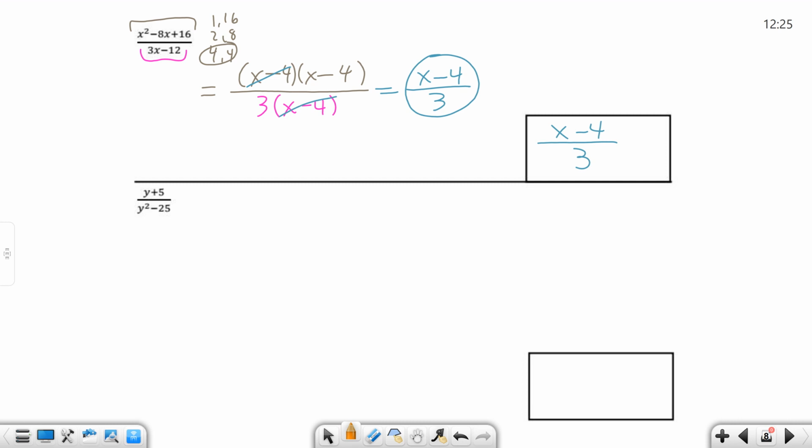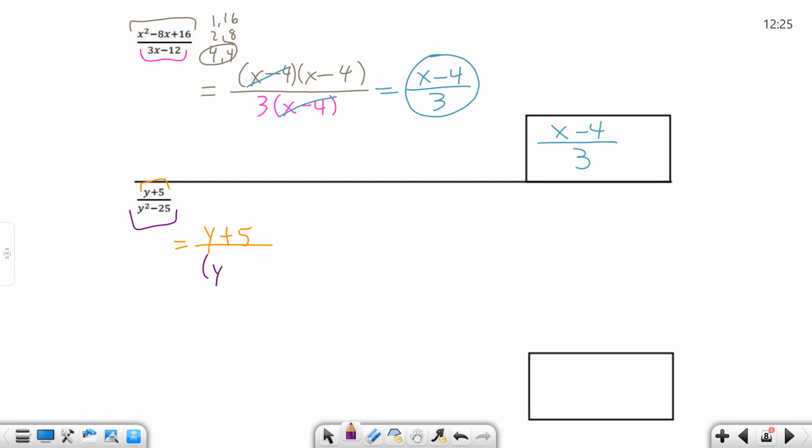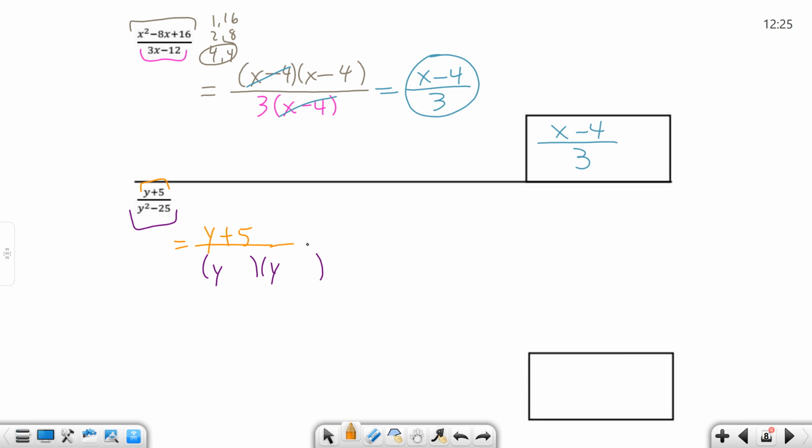So y plus 5 over y squared minus 25. So here we have y plus 5. That will not factor. And then this one here, 2 terms. We have y and y. Because there's no GCF here. Oops, let me extend that out in orange. We have 2 terms here.